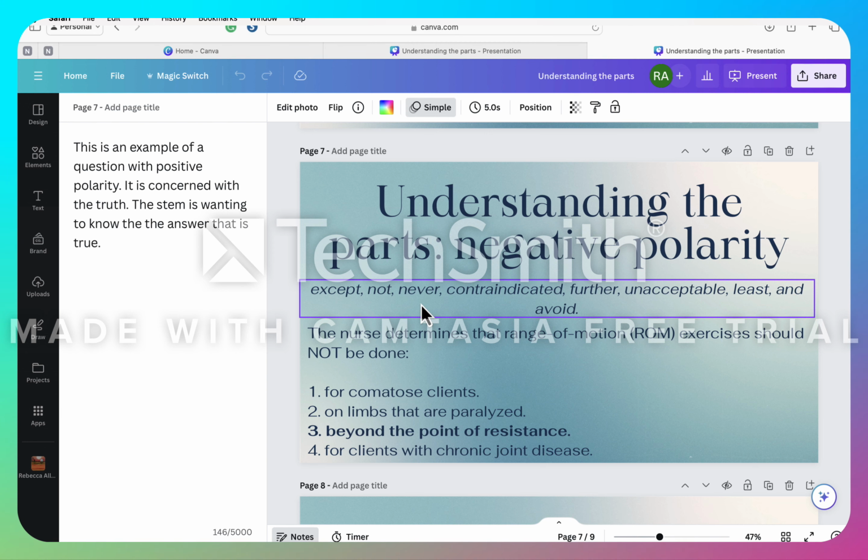Typically, those words that they give you may be bolded, they may be in caps, they may be underlined, italicized, or a combination of a few of those things, to let you know you are looking for the statement that is not true.